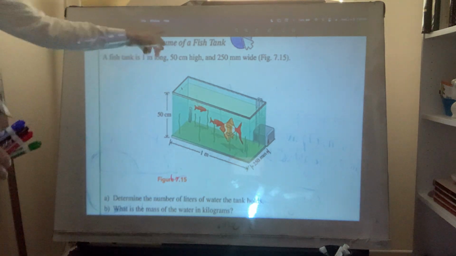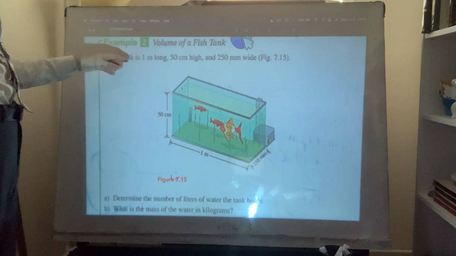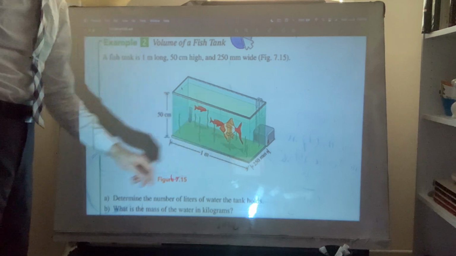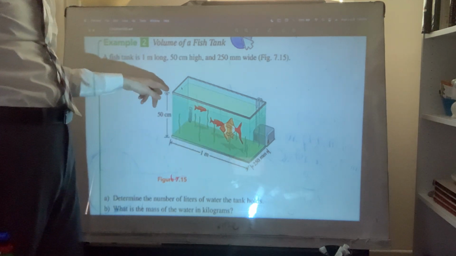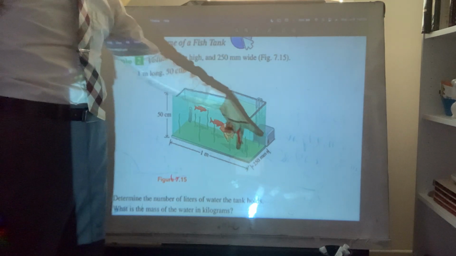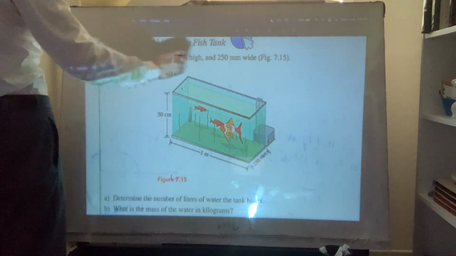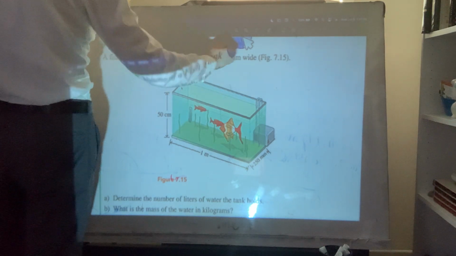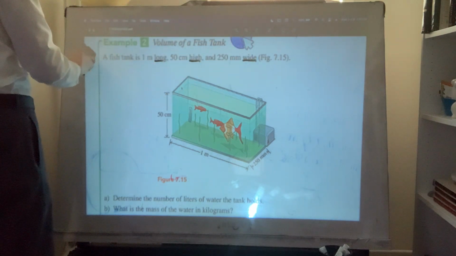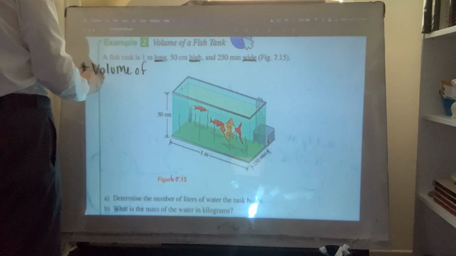We're going to calculate the volume of the fish tank in the drawing. It's a very lovely looking goldfish. Given the conditions that the fish tank is 1 meter long this way, 50 centimeters tall, or height, and 250 millimeters wide. So it is essentially, even without the picture, long, high, and wide, which implies that this is the volume of a rectangular solid.